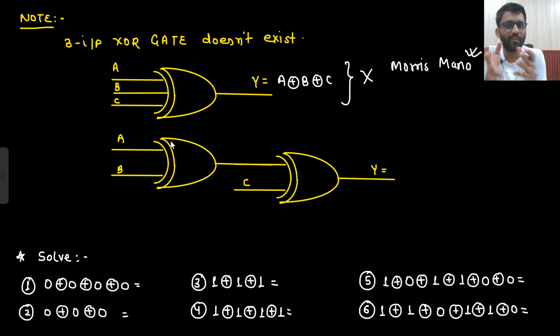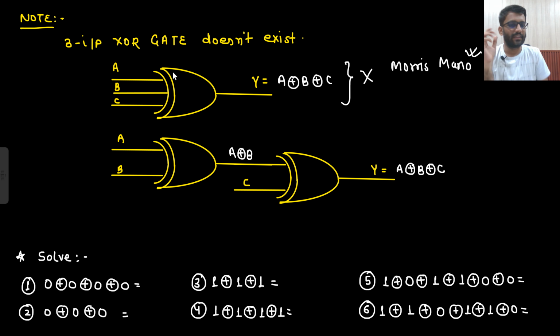So a 3 input XOR gate does not exist, neither does a 3 input XNOR gate. If you want to make a 3 input XOR gate, then how will you make it? With 2 input XOR gates. So A XOR B, here the output will be A XOR B. Now this output goes into another XOR gate. So A XOR B, and then XOR with C. So this is how you can make this output.